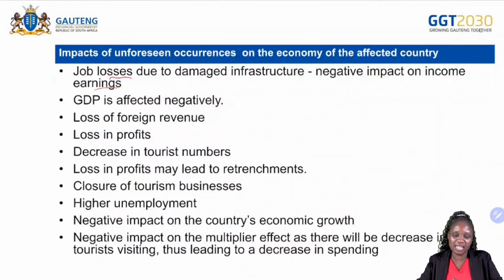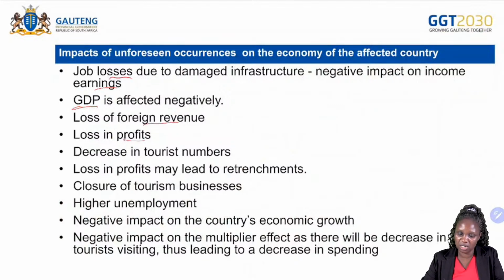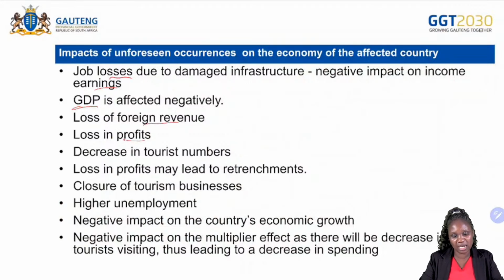Okay. And then the GDP is affected negatively. When we're talking about GDP, grade 12, we're talking about gross domestic product. All right. And loss of foreign revenue. There will be a loss of foreign revenue because the tourists won't be reaching their destinations. They'll just cancel the flights, cancel the holiday packages, and then loss in profits. They won't make profit. The tourism industry won't make profit.